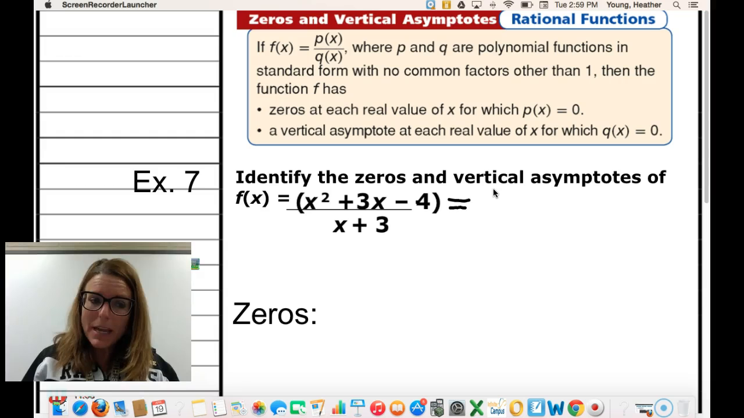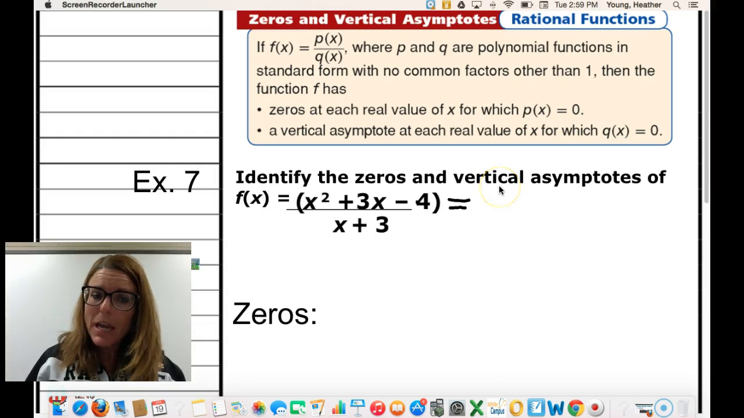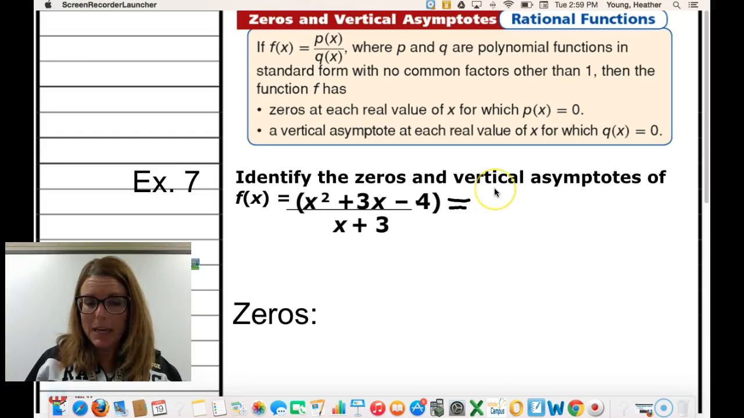So we're, again, going to talk about zeros and vertical asymptotes. On the prior example, it was already factored for us. And we found the 0 by looking at the numerator, or the top of the fraction, and asking what x values make that equal to 0. And the vertical asymptote is found by looking at the denominator.